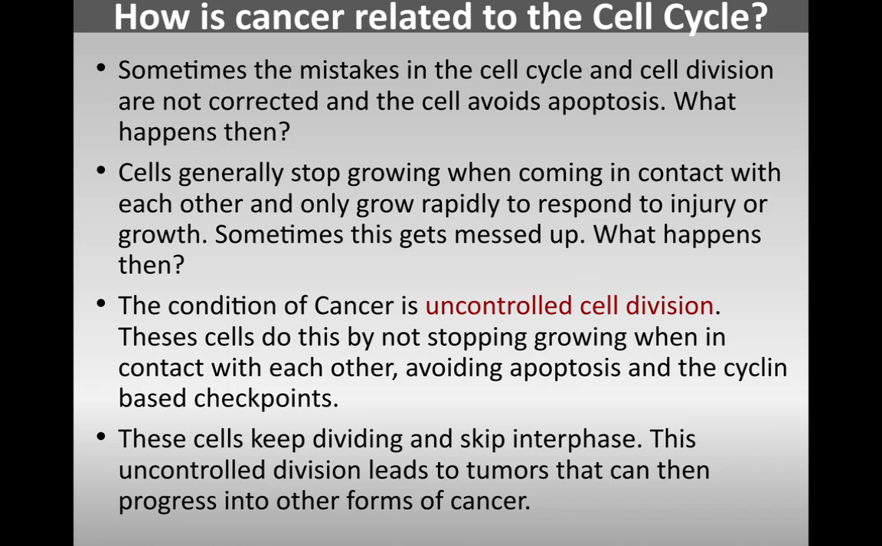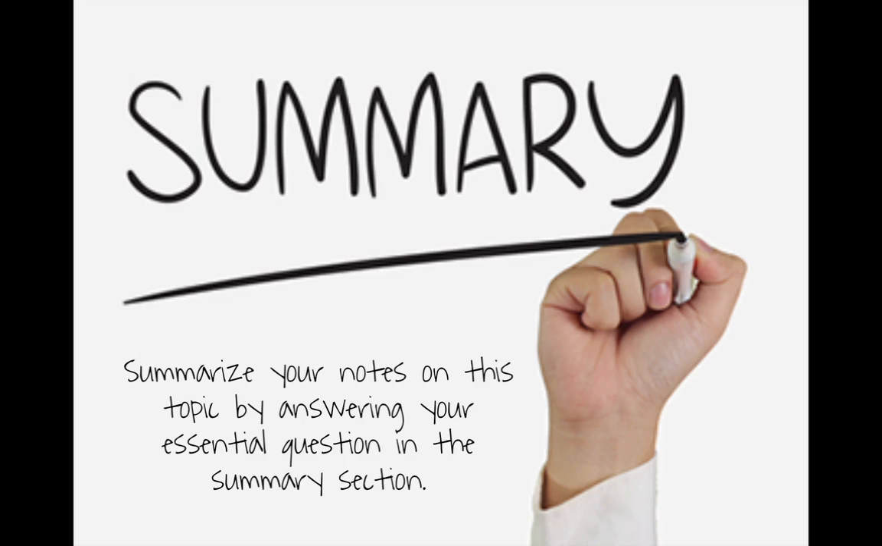So these cells do this by not stopping growing. So when they're in contact with each other, they avoid apoptosis, and they also get through those cyclin-based checkpoints. In essence, these cells never go into interphase. They're always in mitosis. So they keep dividing, and then this uncontrolled division forms masses, which leads to tumors, and then it can also progress into other forms of cancer.